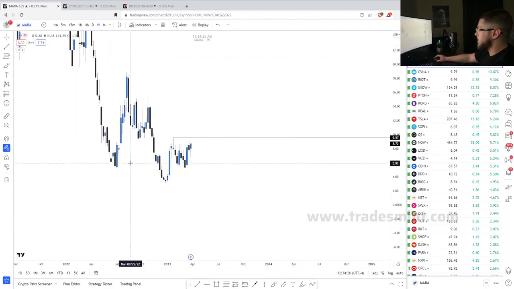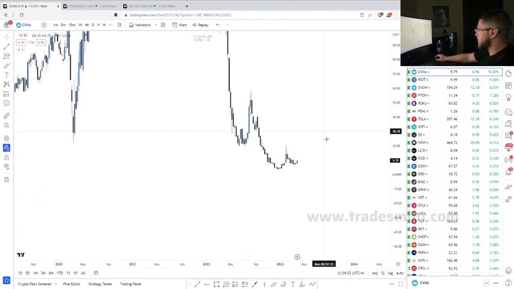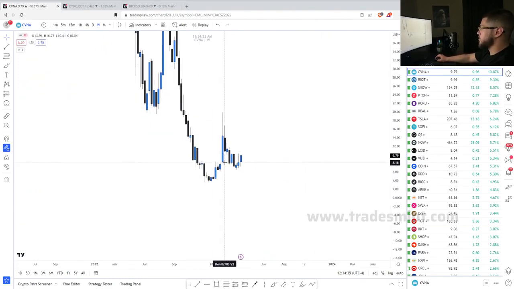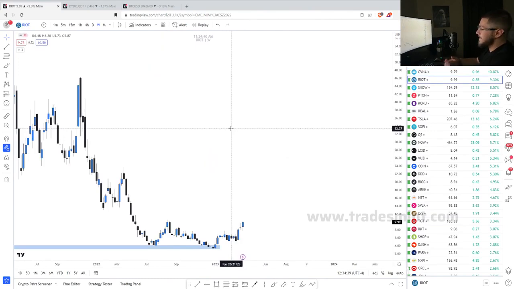Okay, what do I see here? Market structure shift, traded into fair value gap, clear drawing liquidity. Okay, next. What's Carvana? Okay, market structure shift, traded into volume imbalance. Okay, drawing liquidity is going to be up. Okay, next. You see how easy that is? I'm not going on every single chart and plotting it out.